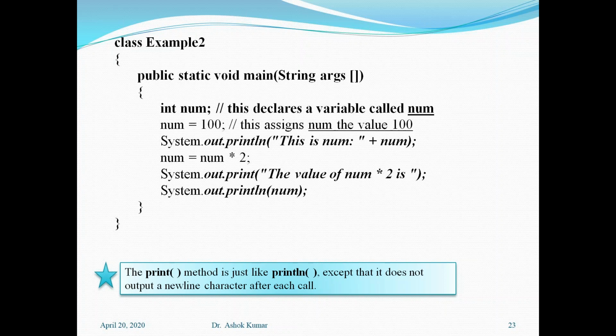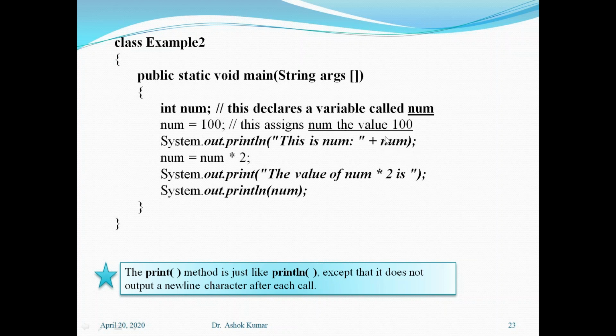This plus is basically a concatenation operator, because one operand of plus is a string, and the other operand of plus is an integer value. So these two are of different types. What Java will do is convert this num into a string automatically. It will convert the value of num into a string. So this is 100, and it will get converted into a string first.